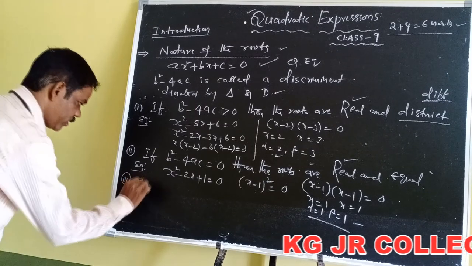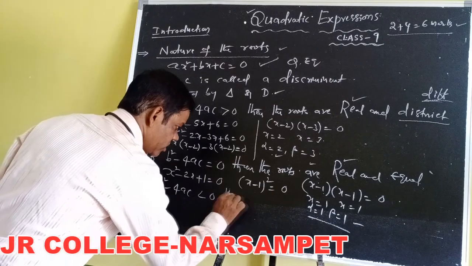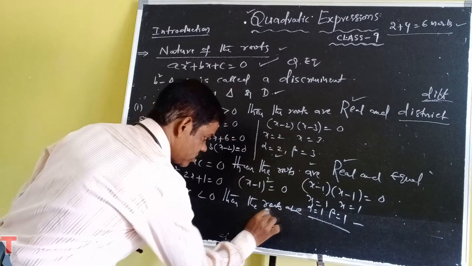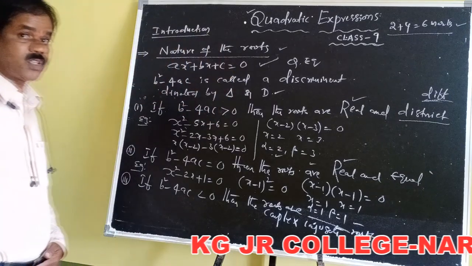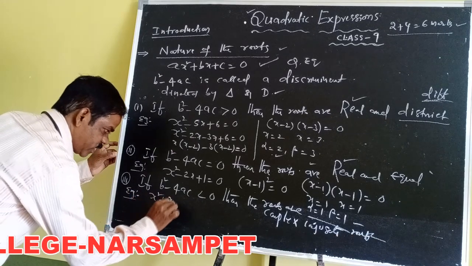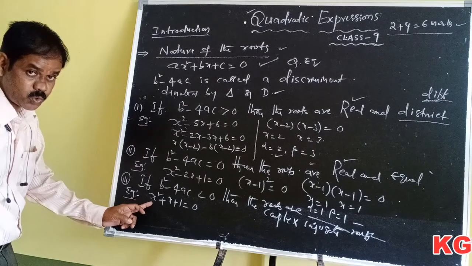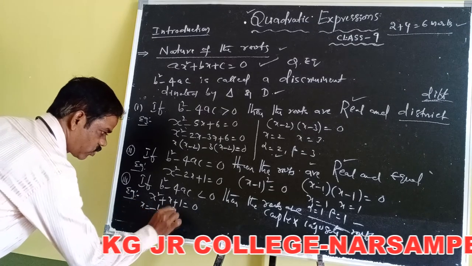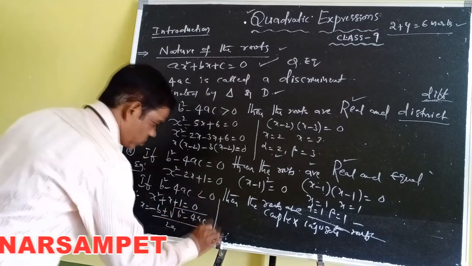Next, the third one. If b square minus 4ac value is less than 0, then the roots are complex conjugates of each other. What is the meaning of complex conjugate roots? See here, let us take one example: x square plus x plus 1 is equal to 0. Let us take this quadratic equation and use the formula method. Our formula is x is equal to minus b plus or minus root of b square minus 4ac, divided by 2a. By using this formula, you can find the roots.